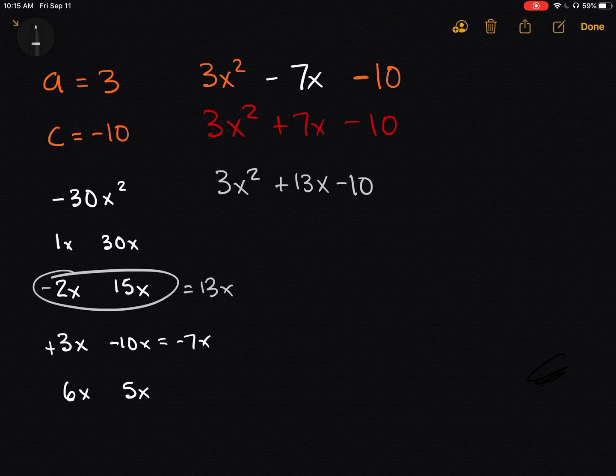So again, to create a trinomial, pick a and c, multiply a and c, find factors that add up to be whatever a times c is, add them together, and that's your b term. And that's how you create a trinomial.